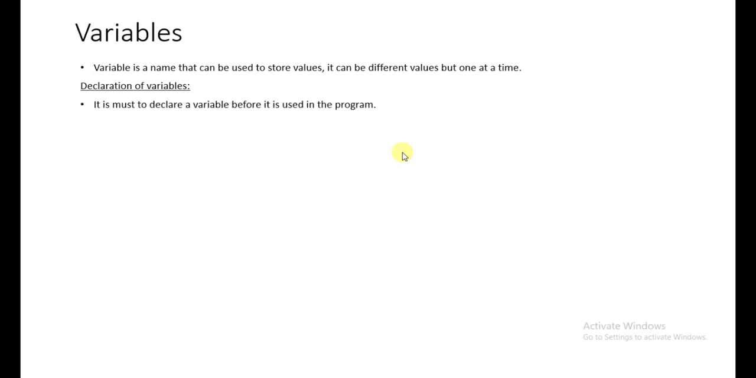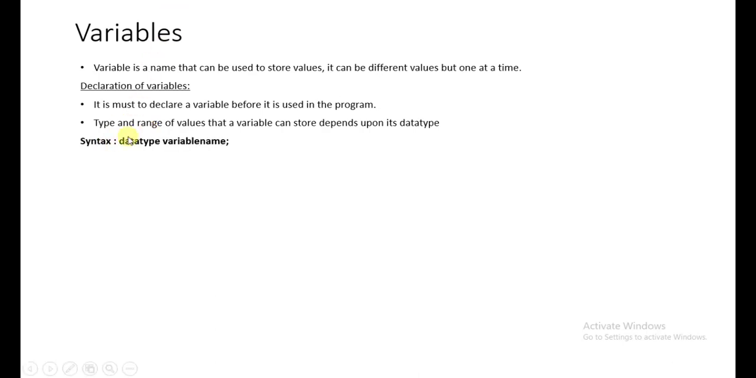While giving a name to a variable, we must follow the rules which we have seen for naming an identifier. The same rules apply here, because a variable is also an identifier, and we must declare a variable before it is used in the program. Declaration is nothing but telling the compiler that we want some space to store data, and the type and range of that data depends on the data type. The syntax for declaring a variable is first the data type, like int, signed int, char, unsigned char, followed by the variable name and a semicolon as the end of the statement.